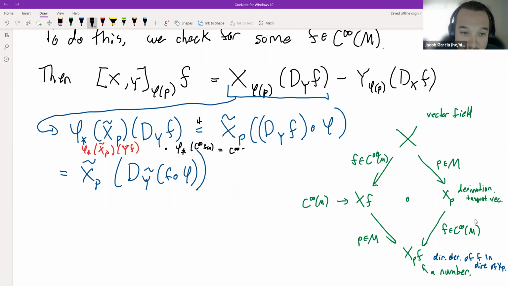I get a C infinity function and I pre-compose it with the original, right? This is actually the definition. This is what it means to apply the differential of the map. You just pre-compose with the original function. Okay. And so that's how you get from the left side to the right side.